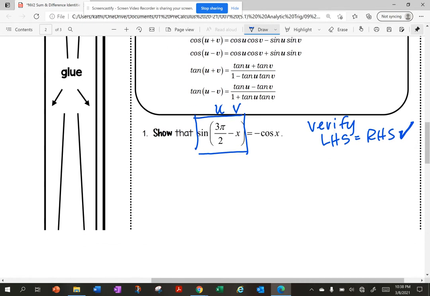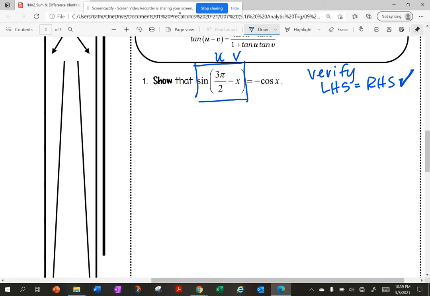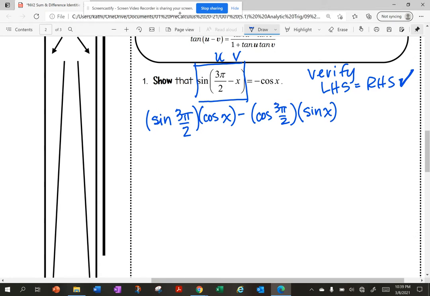Okay, so sine times cosine. So sine of 3 pi over 2 times cosine of x minus cosine of 3 pi over 2 times sine of x. And that equals negative cosine of x.